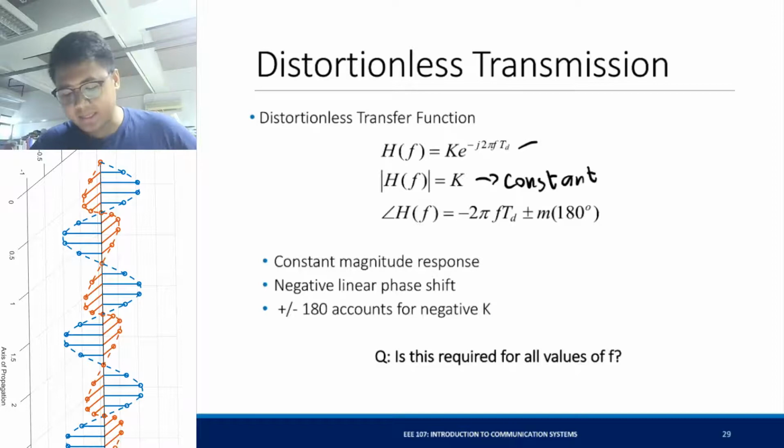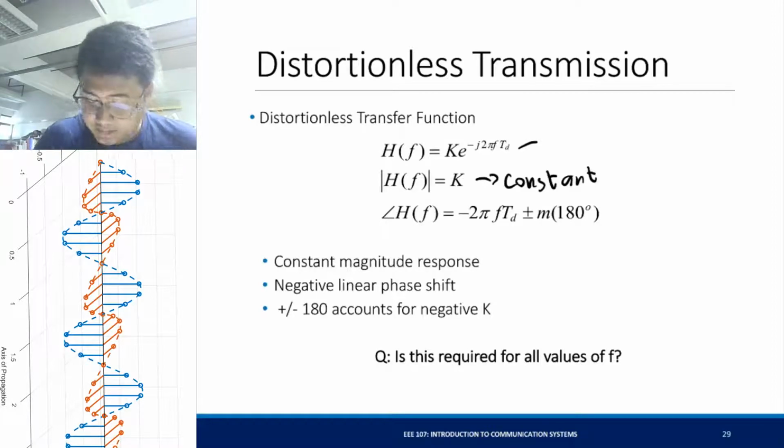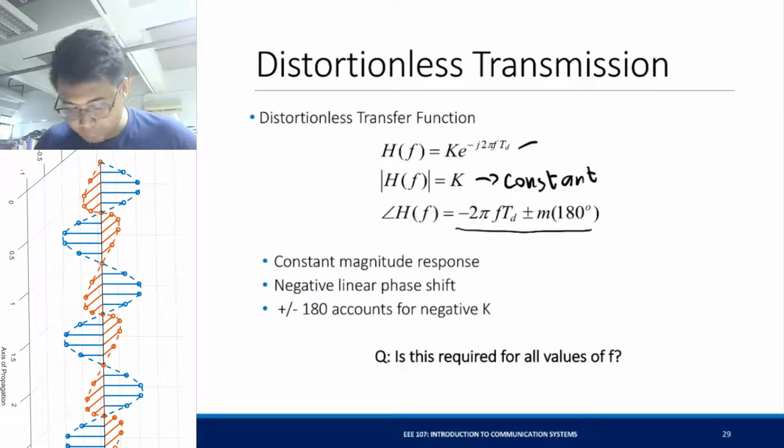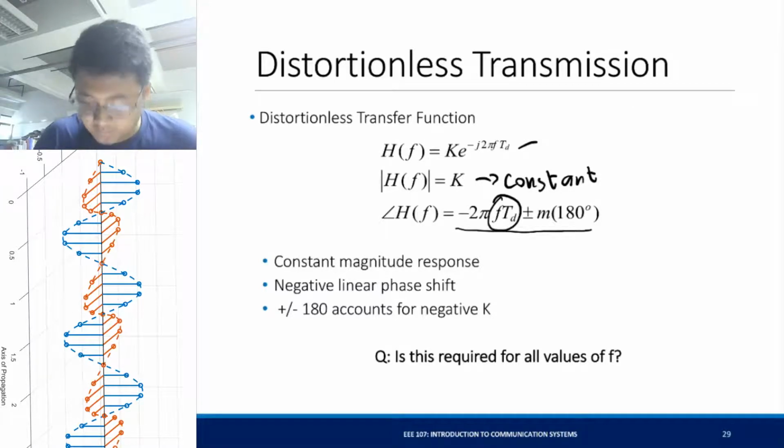Okay? And then the angle or the phase looks like this. Okay? It's linear with respect to frequency with some phase correction factor. So we have a linear function in the phase, and in the magnitude we have a constant response. Okay? Question: is this required for all values of f? Not necessarily, actually. We can have a low-pass filter that is still distortionless.